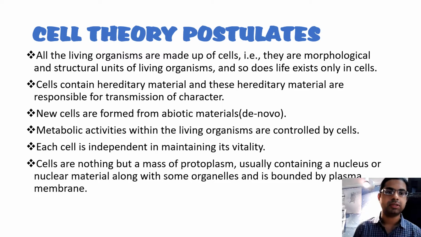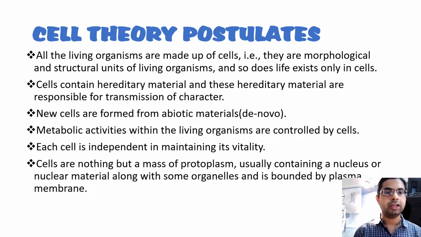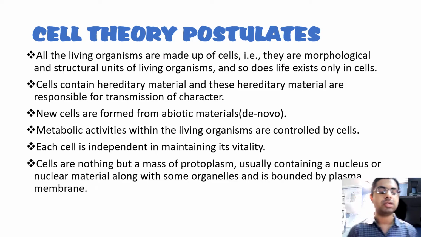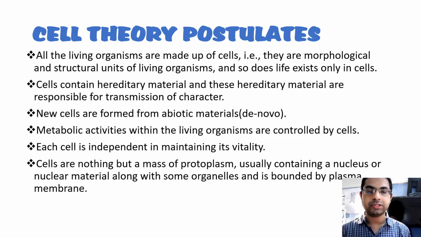During their times, hereditary materials like DNA, chromosomes and genes were not known to them. They believed that there is some material present inside the cell which is responsible for character transmission from one generation to another. They also believed, as given in one of the postulates, that new cells are formed from abiotic materials de novo, that is, by a process called abiogenesis. Later it was disproved in the new concept of cell theory.